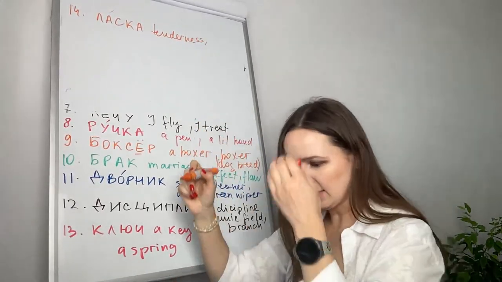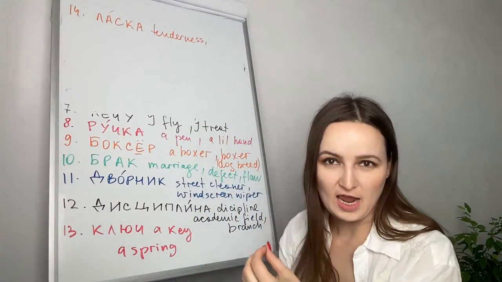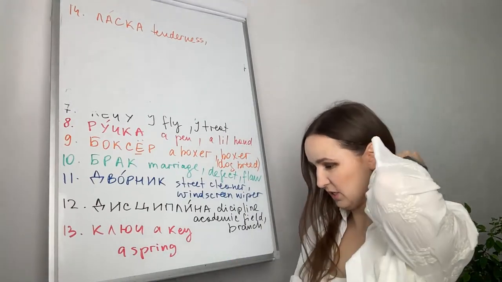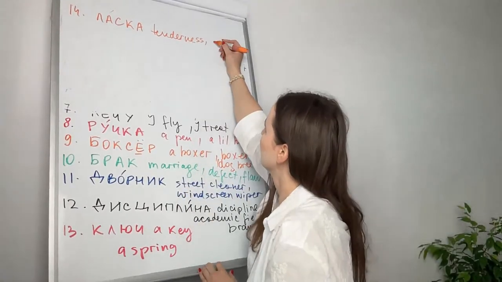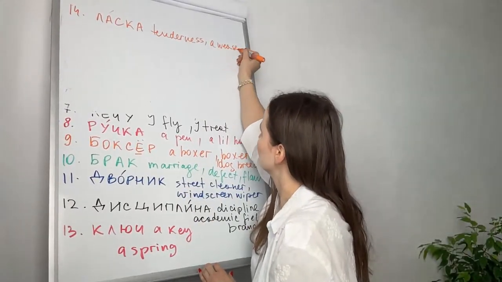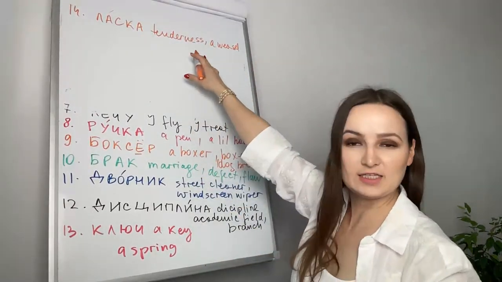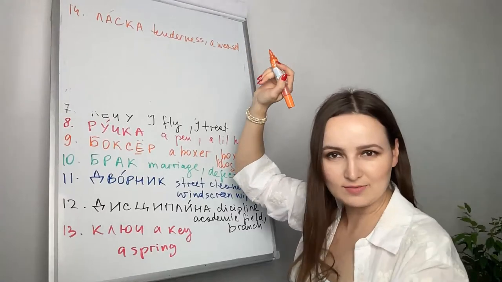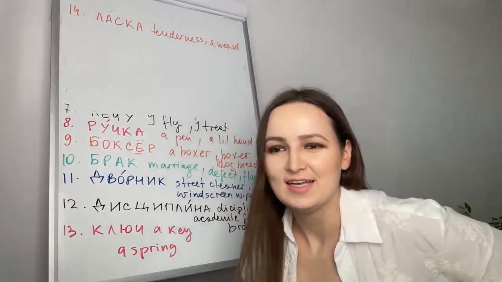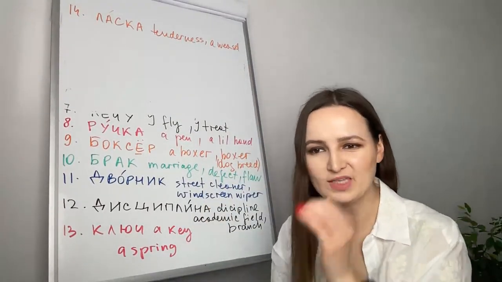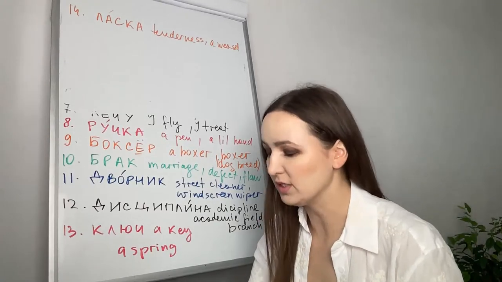And the second meaning is a little animal that in English is called a weasel. Do you know this animal? So ласка is tenderness or a weasel. If you don't know how this animal looks, Google it. Ласка in Russian language, tenderness or a weasel.